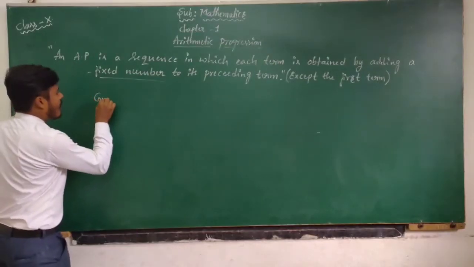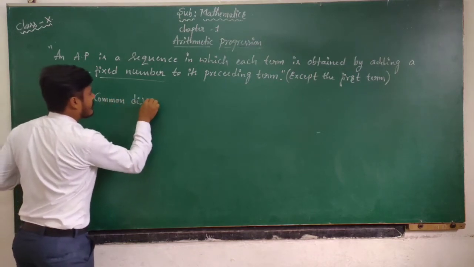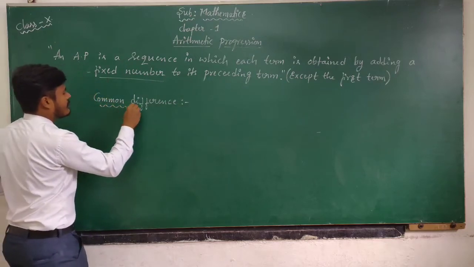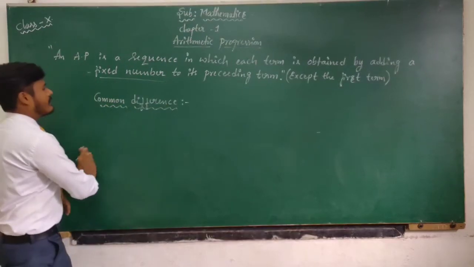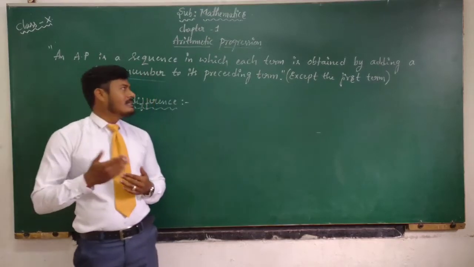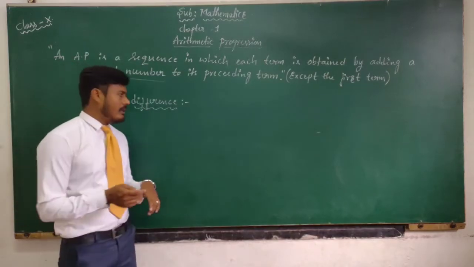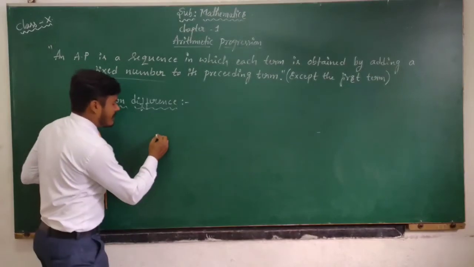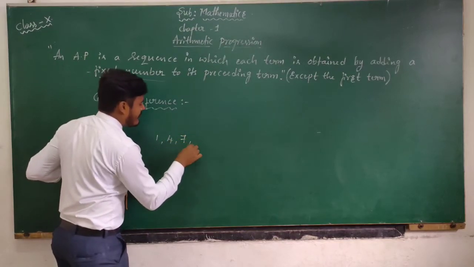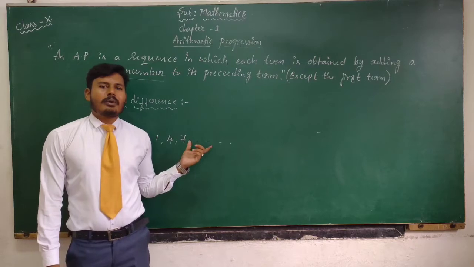What is that? Common difference. The name tells us itself: a common difference, or common change, in the given set of numbers. Consider an example, 1, 4, 7 and so on. This is an example of an arithmetic progression.